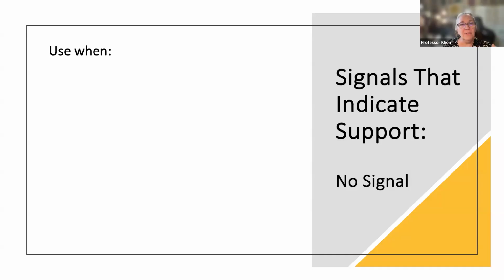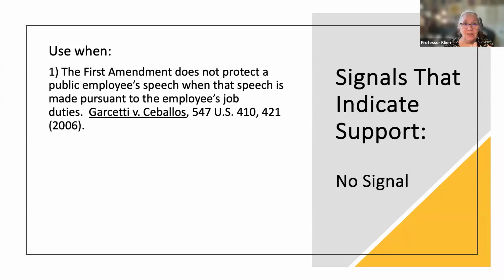So we're going to go through all of the signals that indicate support. The first one is no signal at all. When you don't have a signal in front of a case, that actually tells the reader three things. It can tell the reader that the case stands directly for the proposition that you are making. Here in Garcetti, the court specifically said something that the writer paraphrased: the First Amendment does not protect a public employee's speech when that speech is made pursuant to the employee's job duties.